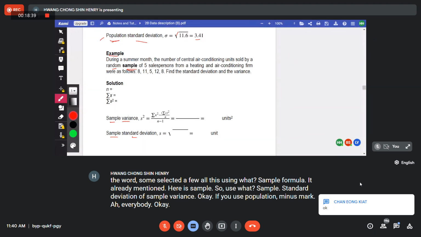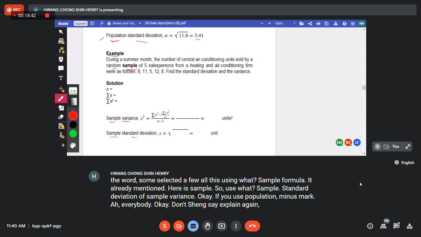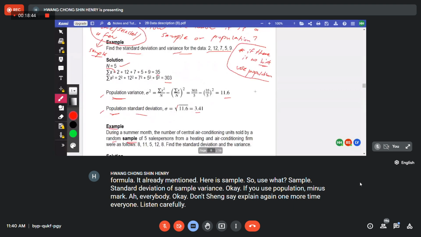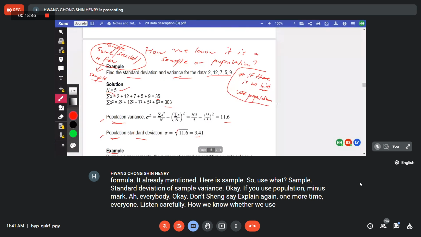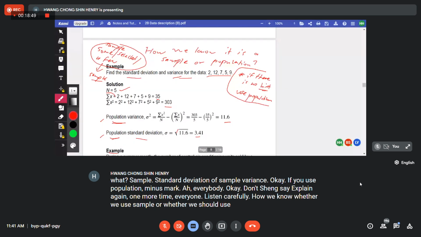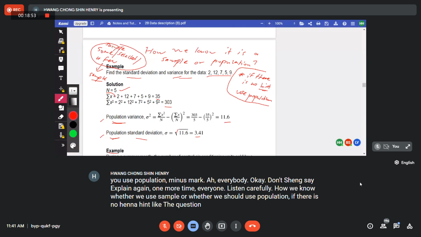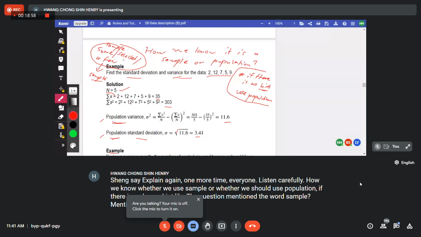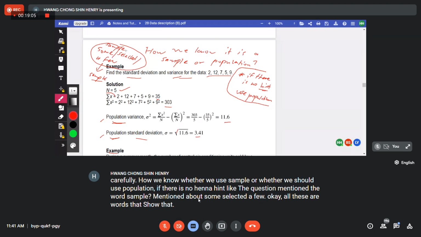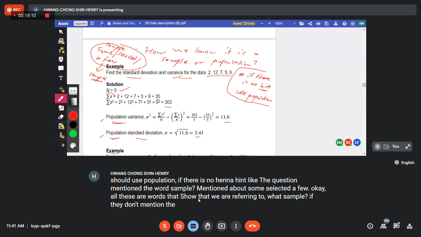Okay, Dong Sheng says explain again one more time. Everyone listen carefully. How do we know whether we use sample or population? If there's no hint, hint like the question mentions the word sample, or mentions some, selected, a few, all these words show that we are referring to sample. If the question never mentions these, then we use population.